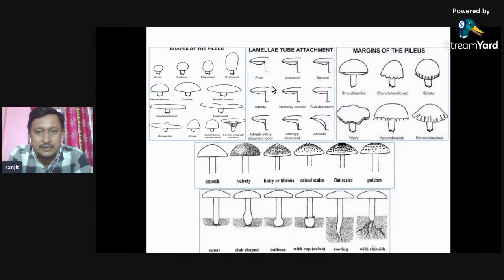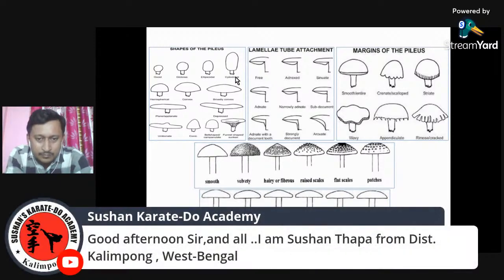Another figure shows the lamellae attachment. Attachment of the lamellae to the stipe is another important characteristic. Like free means lamellae do not attach to the stipe. Adnexed means slightly attached. Sinuate means a slight part of the lamellae is attached to the stipe. Adnate means attached. Narrowly adnate means narrowly attached to the stipe.